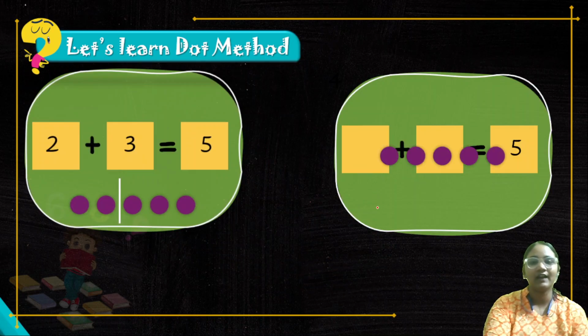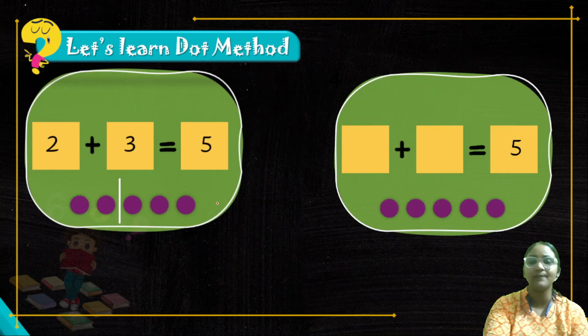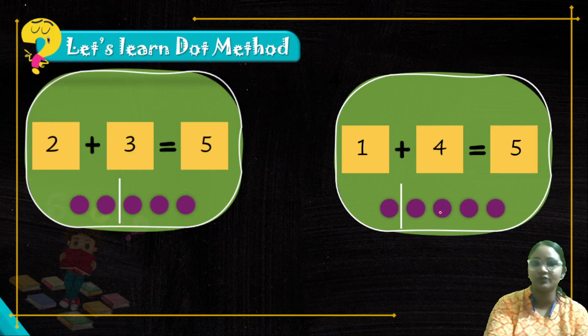What if I have these 5 dots and I put the line here, instead of here? I put the line after just one dot. So what will come in the left box? 1, because there is just one dot before the line. And what will come in this right box? 4, because there are 1, 2, 3, and 4 dots on the right side of the line, right? So you can see 1 plus 4 all together makes 5.